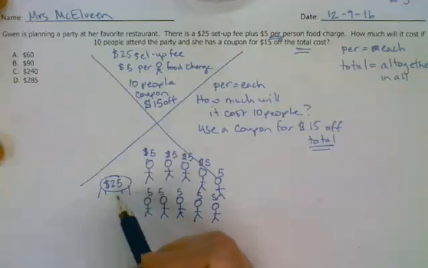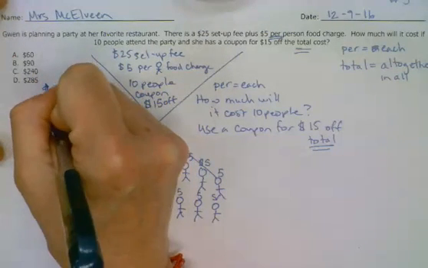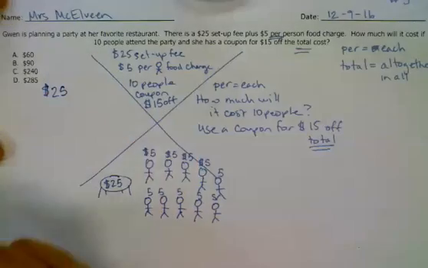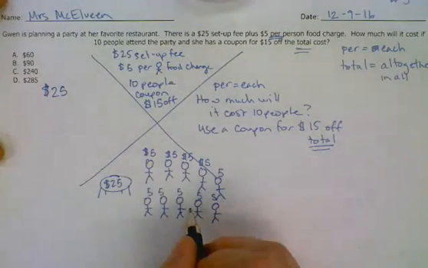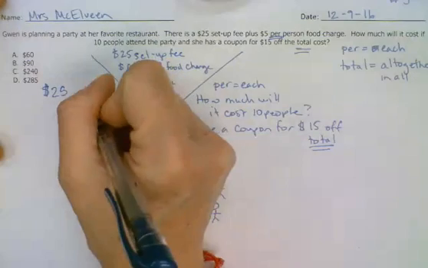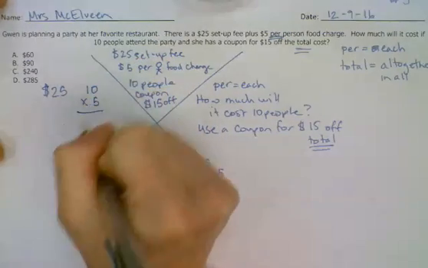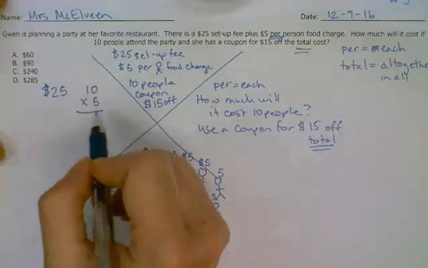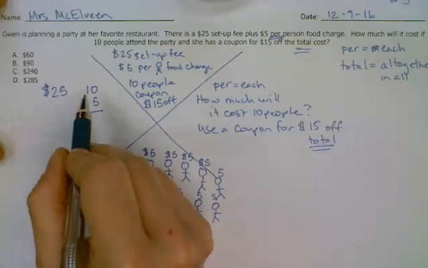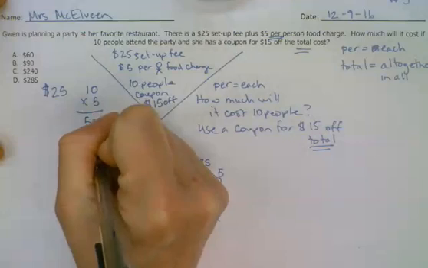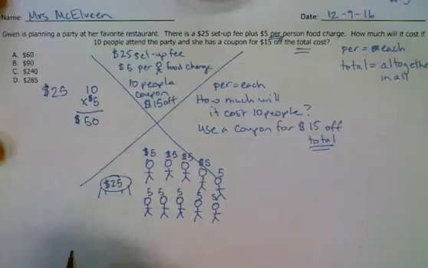So she has the $25 for the setup fee. That's just one cost. And she also has 10 people. She has to pay $5 for each of those. So 10 people times $5. Those are pretty friendly numbers. I'm not going to estimate this part because I know 10 times 5 is 50, and this was dollars. So this was $50 for all of the people.